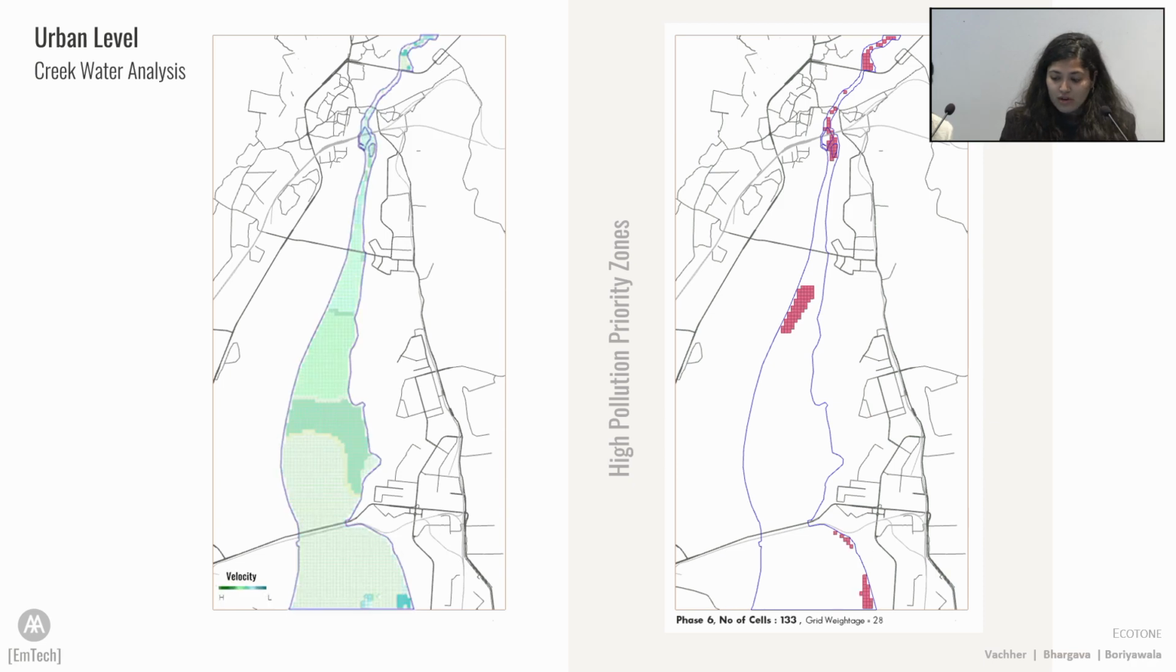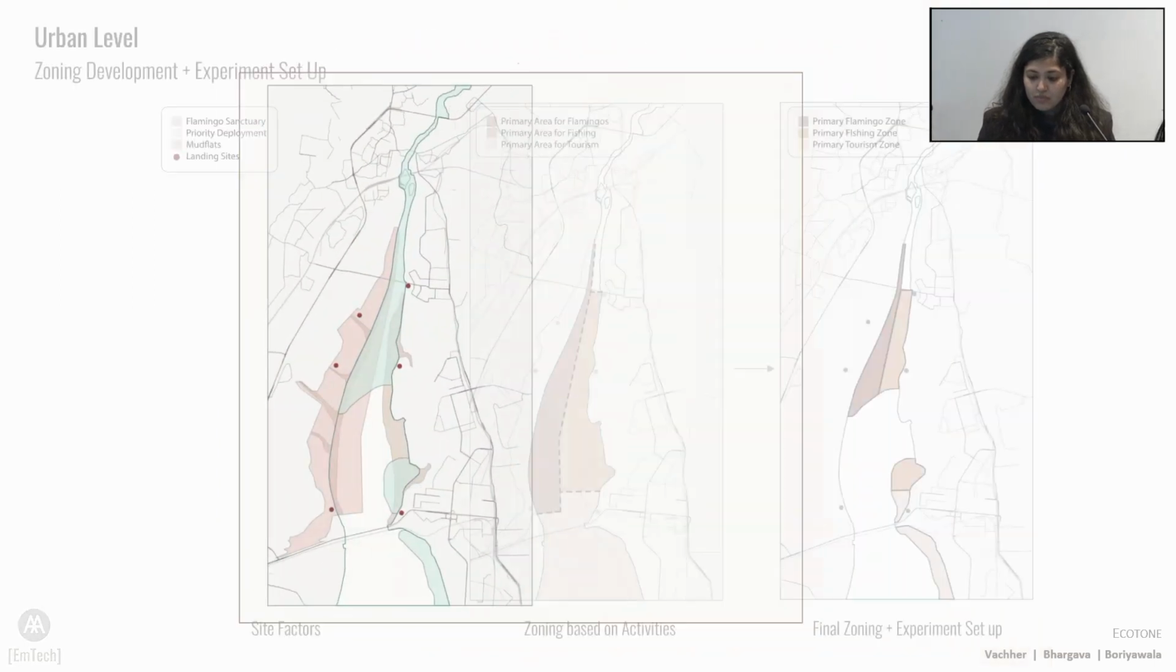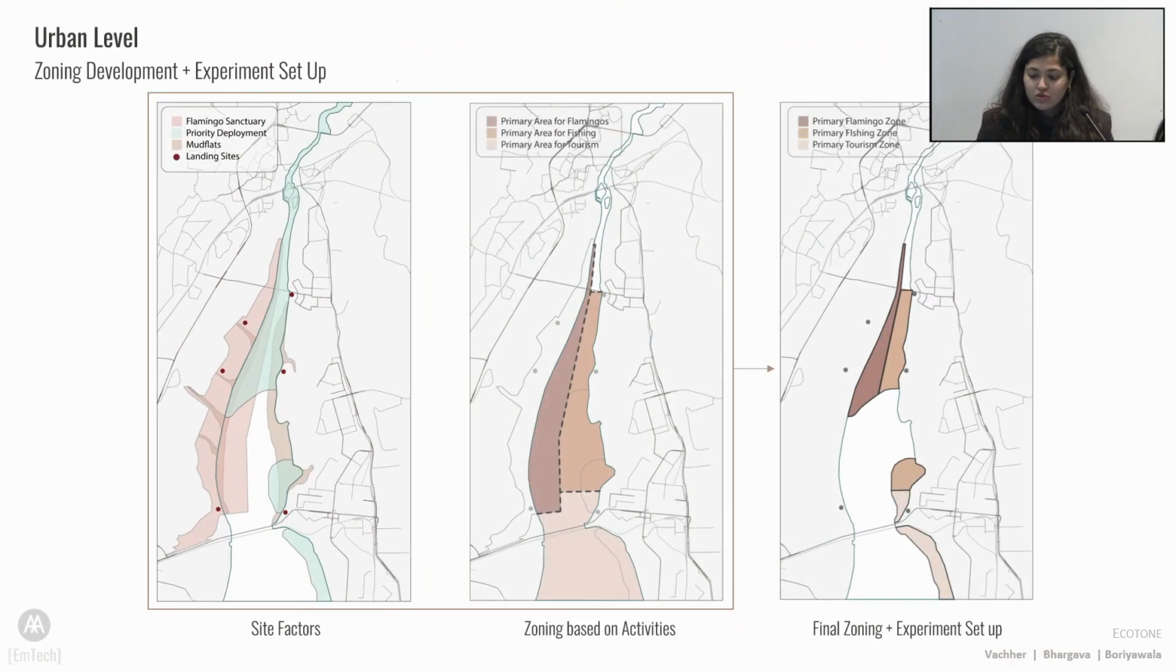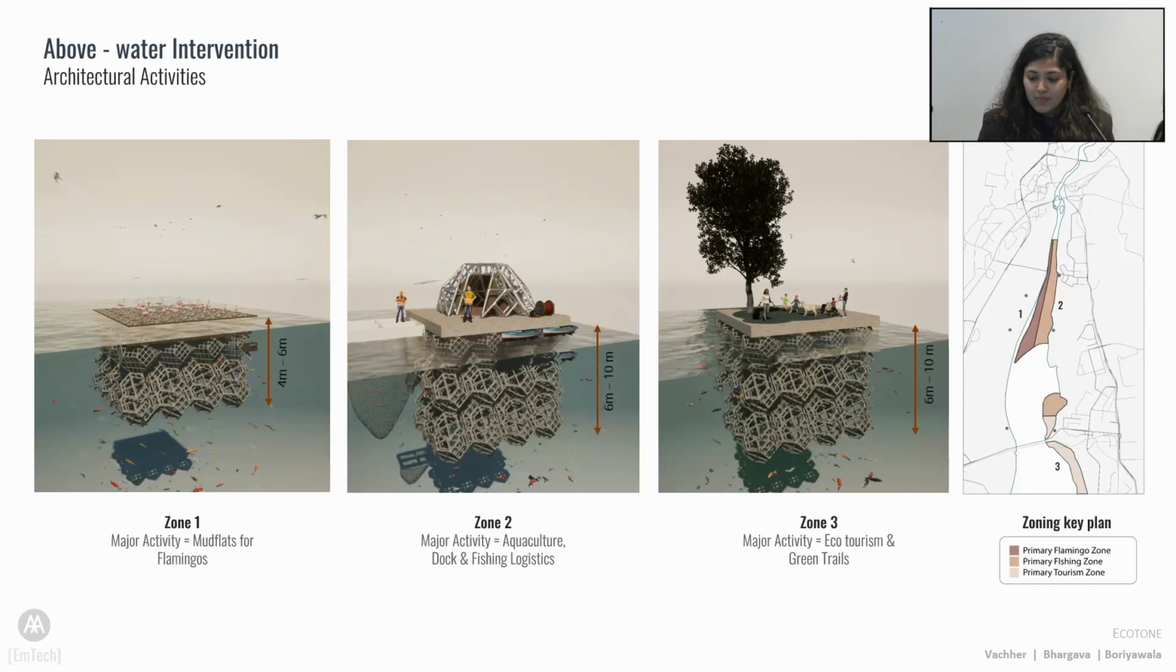As a starting point, high priority areas for deployment were mapped by ranking the pollution levels. And a primary zoning typology was inferred by also considering other site factors. These were areas for flamingos, fishing activities, and tourism. This formed the basis for further experimentation.